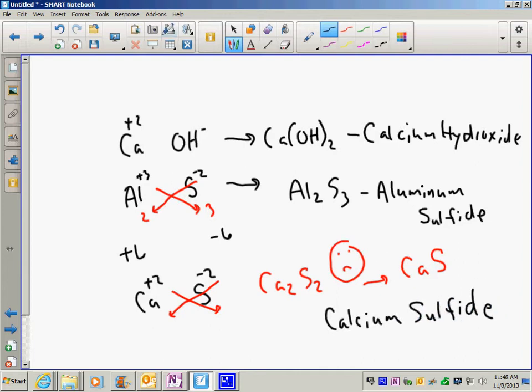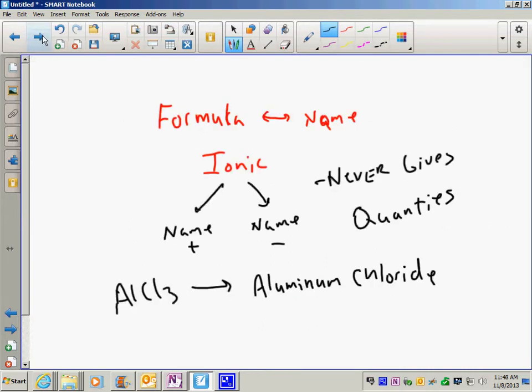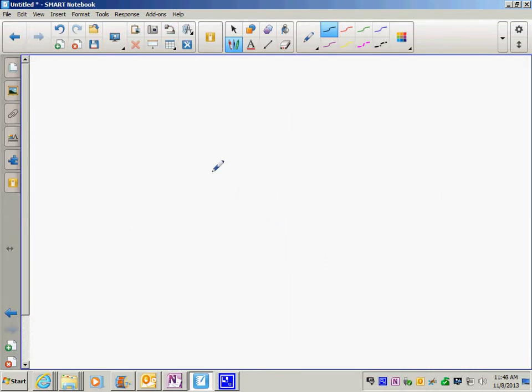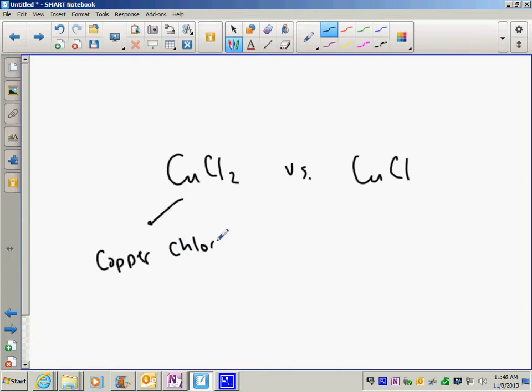There is one unique situation where we have multiple options for a charge, for example, we could have CuCl2 versus CuCl. 2 different chemicals. In fact, they're very different looking. This guy is bright lime green and this guy is sky blue. So both of them, if you give them names, would be copper chloride. Although they are 2 different substances, they're going to share the same name, and we just can't have that.